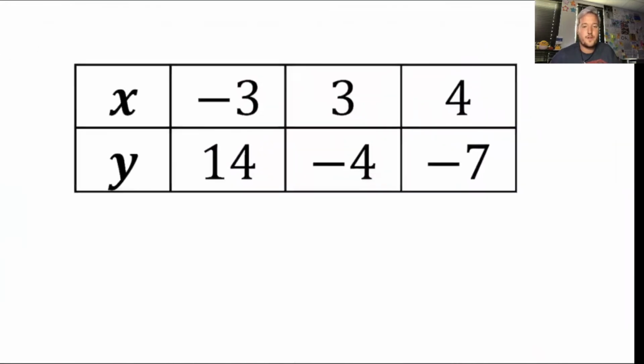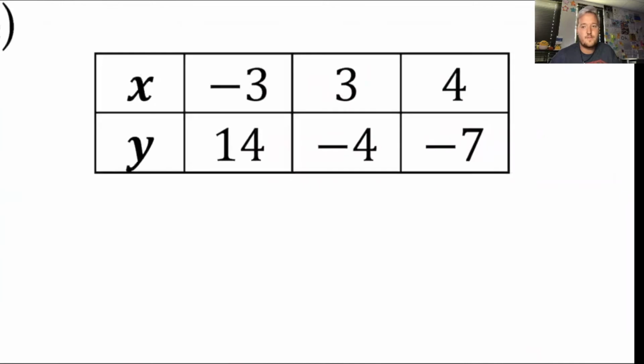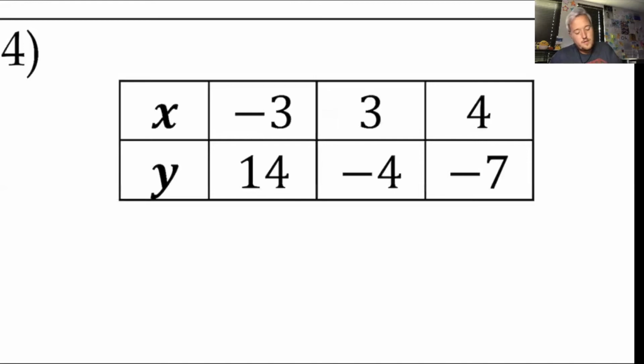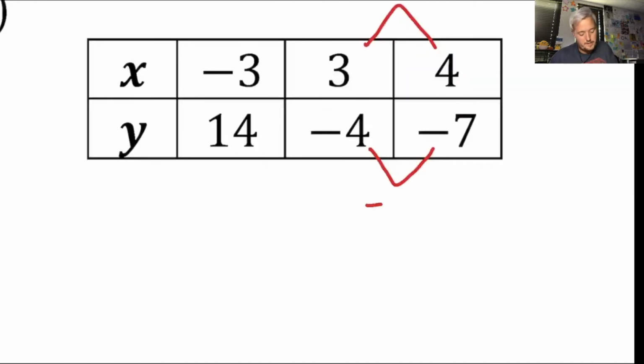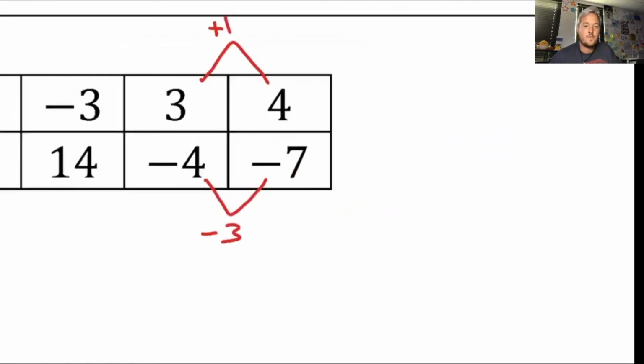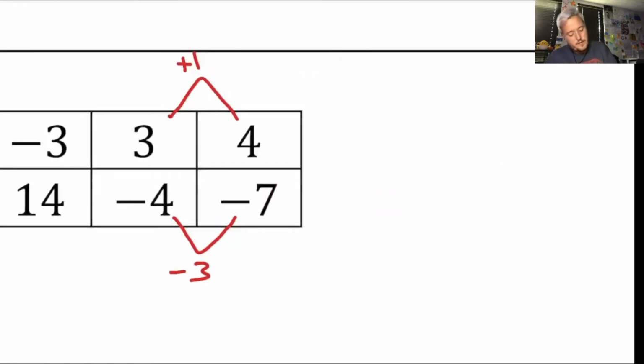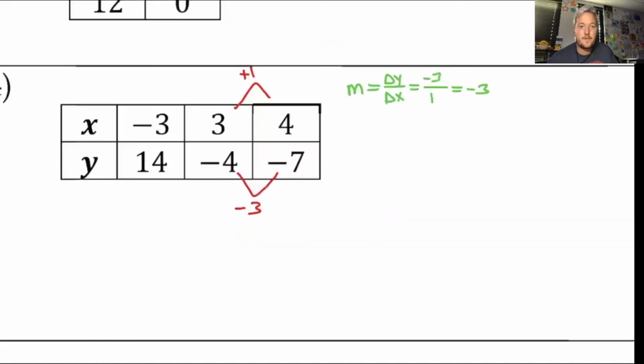All right, so for the fourth one over here, if you notice, I just give you 3 random points. There's no common change amongst them. So it's the same idea as before. Let's say I go from 3 to 4. Well, that's +1. -4 to -7, that's -3. All right, so I know my slope over here. Change in y over change in x. So that's going to be -3 over 1, which is a change of -3.